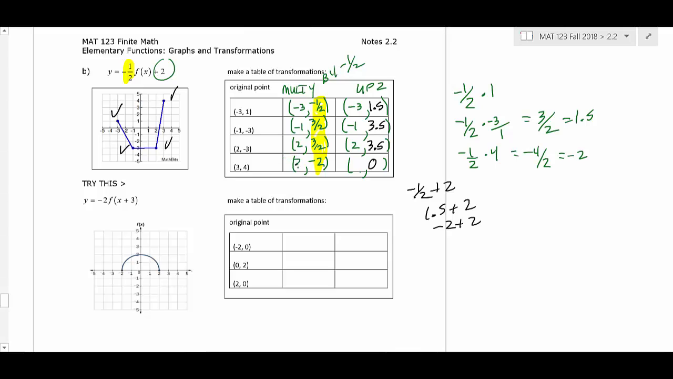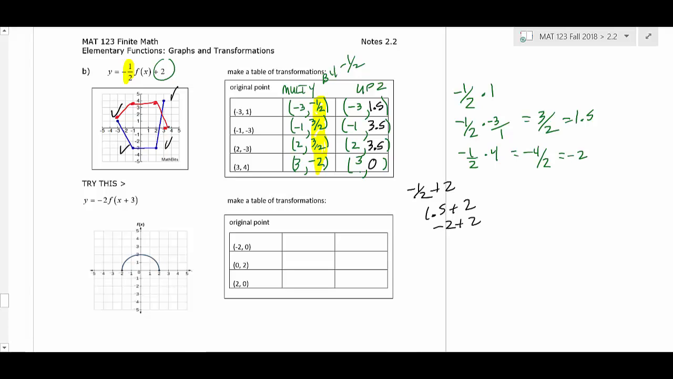Is that better? Yep. Okay, so last point's 3, 0. Now go ahead and plot these. You would have negative 3, 1.5, so that's kind of up there. Then we'd have negative 1, 3.5, so that would be kind of up there. And then 2, 3.5, and then 3, 0. Connect the dots, and there you have it.